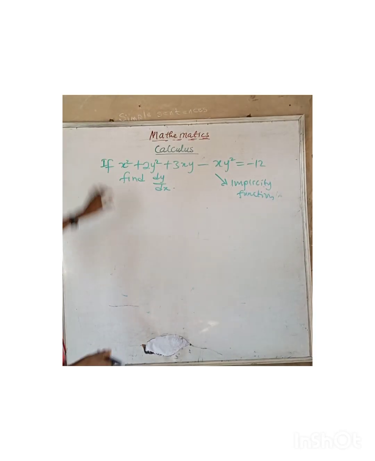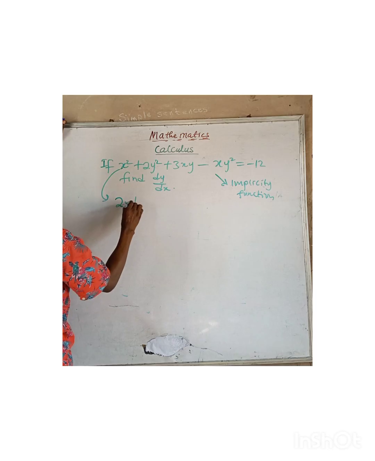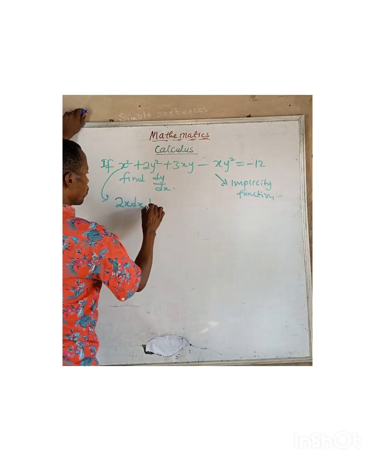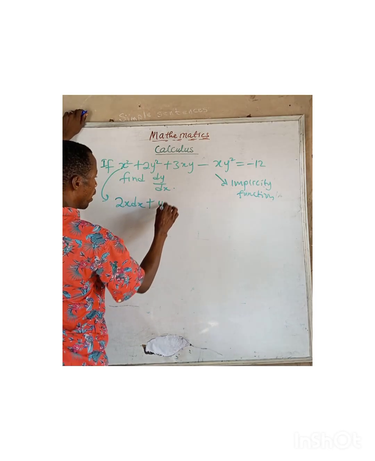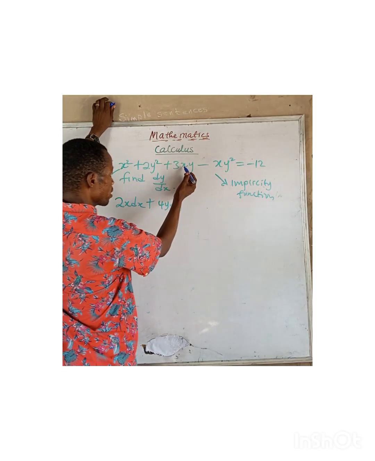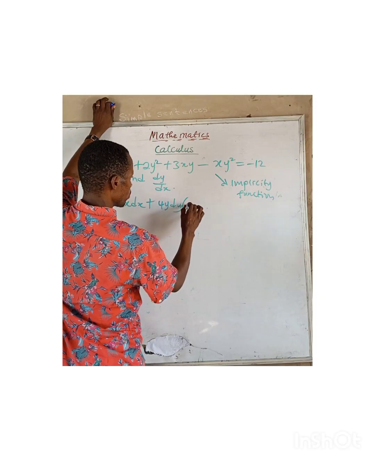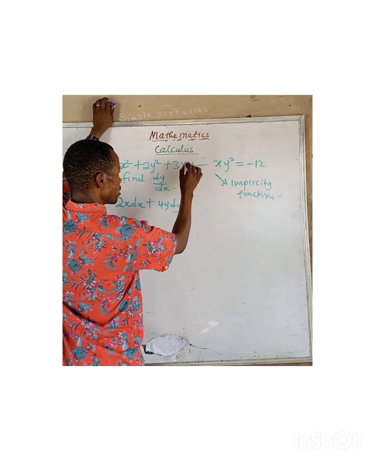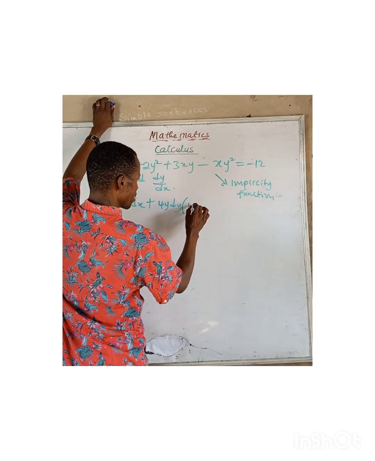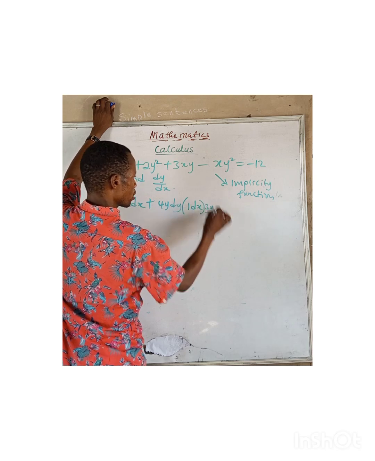Implicit function. Now, if you want to differentiate, this one comes to 2. When you differentiate x squared, it's going to give you 2x dx. Plus this one will be your 4y dy. This one, we differentiate x, then we keep 3y constant. So that will be 1, when you differentiate x, it gives you 1 dx. Then we keep 3y constant.